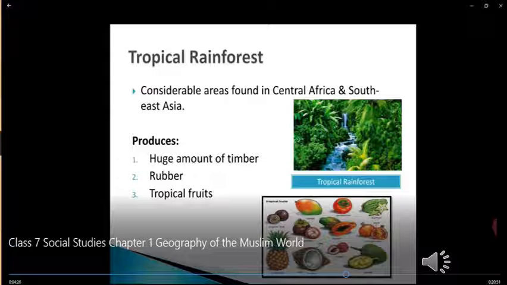So very simple to understand, boys. Wherever there is tropical weather, there will be the maximum amount of rainforest, and the area will look lush green. And due to this tropical weather, the rain will be heavy. We can get lots of timber, lots of fruits, lots of rubber plants. This way the tropical rainforest can increase the economy of any country. And if somebody asks which areas have the most tropical rainforest, you can say Central Africa and Southeast Asia. Now let's move to the next slide. Okay, boys.